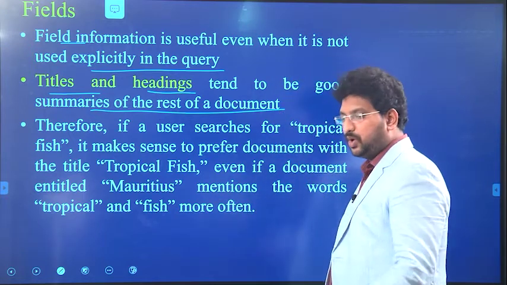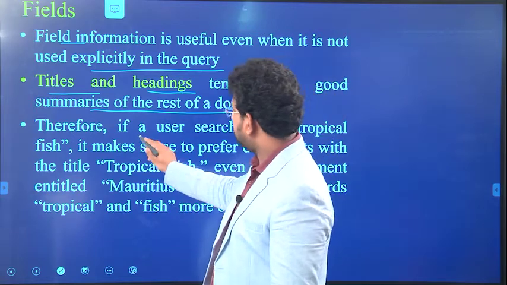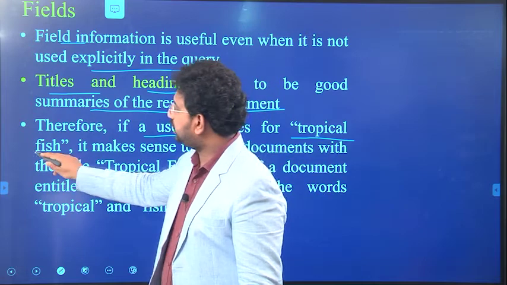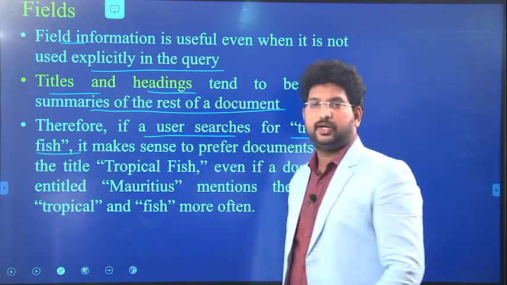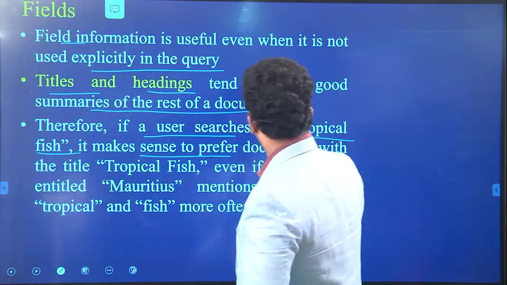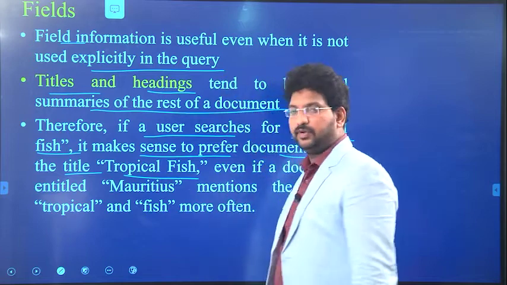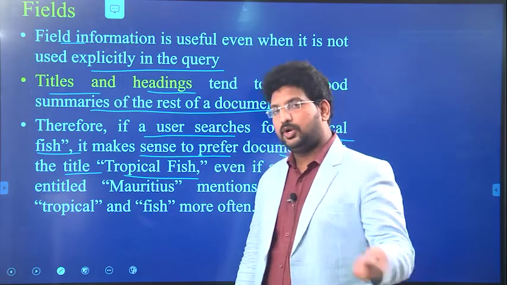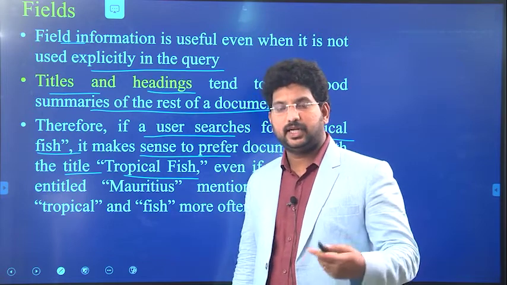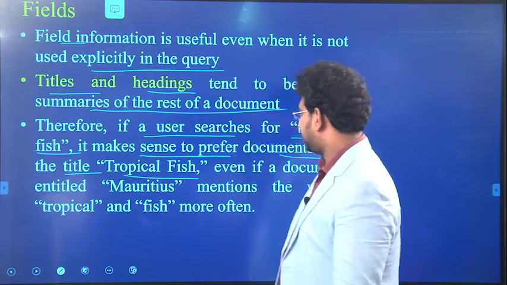One more point to identify here: if a user searches for tropical fish, it makes sense to prefer the document with the title tropical fish. Generally, whenever you search for the words tropical fish, it will search the documents consisting of the particular title tropical fish.